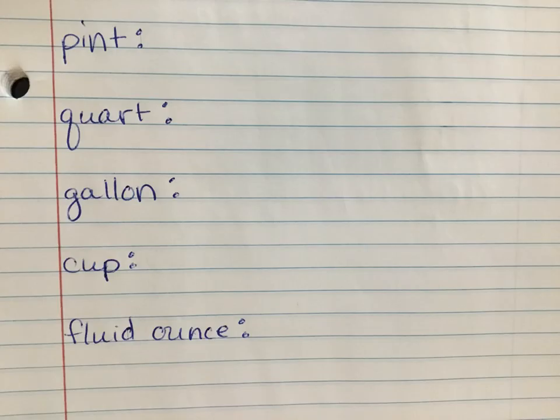So what are some labels that we might put on our measurements? Well, we have pint, quart, gallon, cup, and fluid ounces. All of these need to be written on your paper, and we're going to put some examples for each one of these. I'm going to start kind of with the biggest one, a gallon, and I know you've been to the grocery store, at least you have some of these at home, but usually we get milk in gallons.